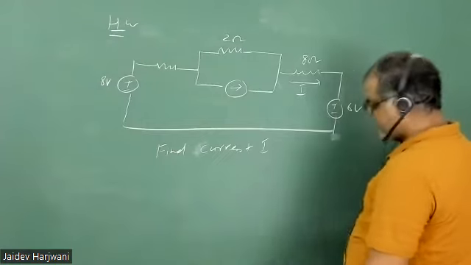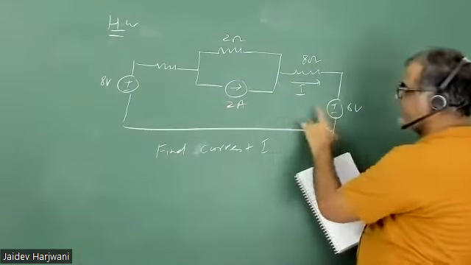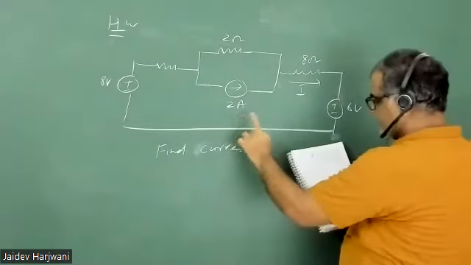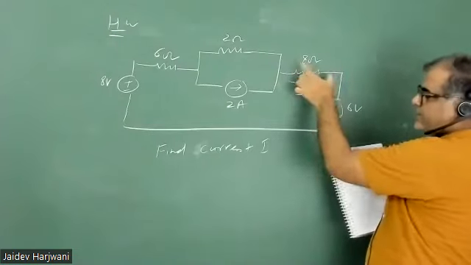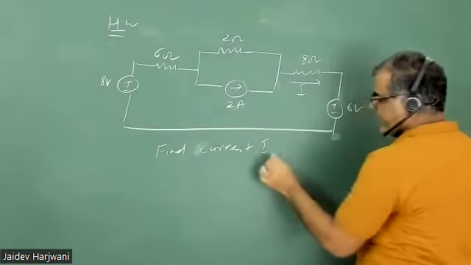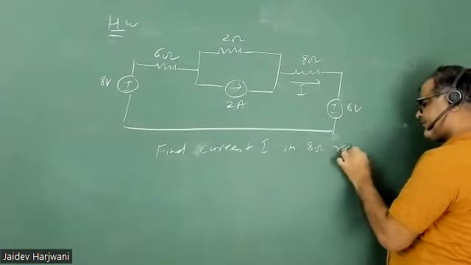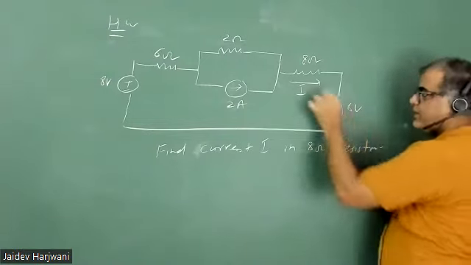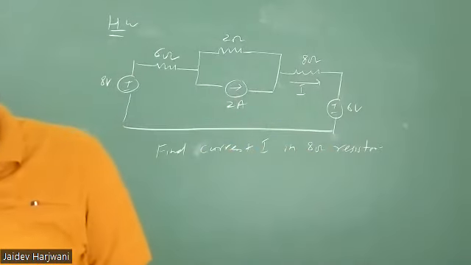Okay. So you have a source. The source is 2 ampere. So now you have 3 sources, 8, 6, and 2 ampere. Because of all these sources, you have to calculate the current in the 8 ohm resistance. Find current I in 8 ohm resistor. You have to find the current and send me the solution.